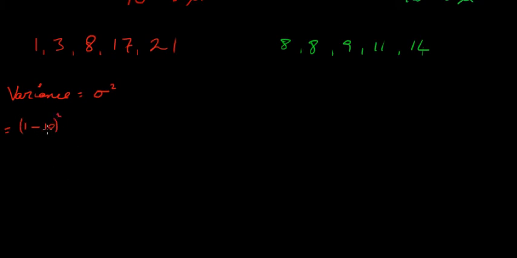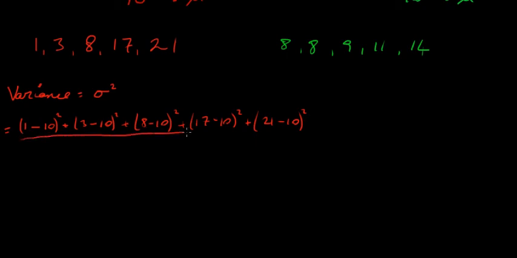The reason we're squaring it here is because if you do 1 minus 10, if you subtract 10 from 1 you get minus 9. We get a negative number, so when we square it, that'll just make that number positive. Now we're going to do the next one, which is 3 minus 10. I'm going to square that. Then we're going to do 8 minus 10, square that. Then 17 minus 10, square that. And then finally 21 minus 10, I'm going to square that.